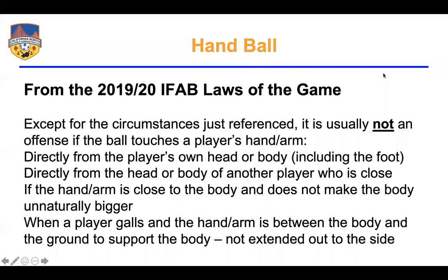So just to summarize really quickly, scenarios where we're not usually going to have a foul if it touches the player's hand or arm: directly from their own head or body, directly from the head or body of another player who is close, if the hand or arm is close to the body and does not make it unnaturally bigger, and when a player falls to the ground and the hand or arm is between the body and the ground and helping to support the body. Those are the times that we want to help the game by not calling a foul.